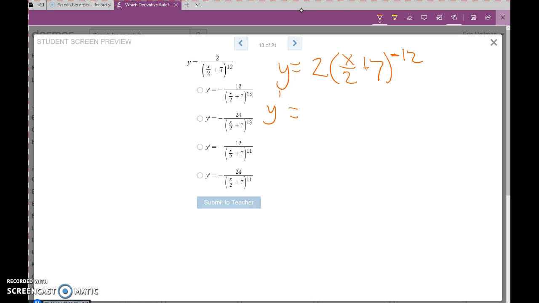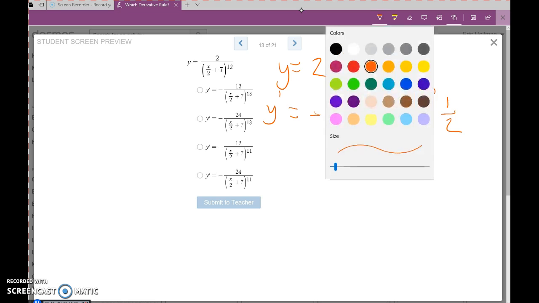Okay, so when I do the chain rule, the x over 2 plus 7 is the inside function. The outside function is x to the negative 12th. When I take the derivative of the outside function, I'll get negative 12 and bring down the exponent times the 2 that was sitting out front to begin with. Leave the inside function alone. Reduce the exponent outside by 1. That's just the power rule. And then I need to multiply by the derivative of the inside function. The derivative of x over 2 plus 7 is just 1/2.